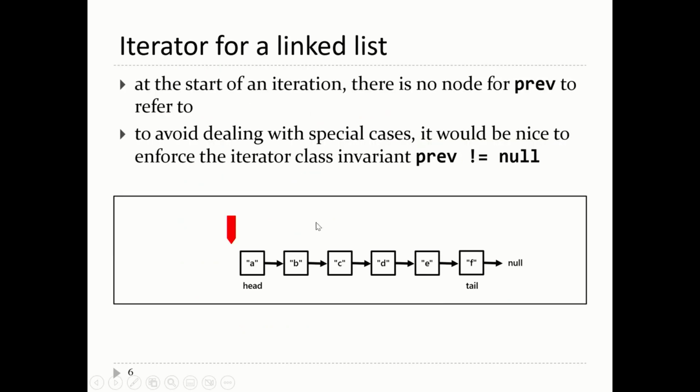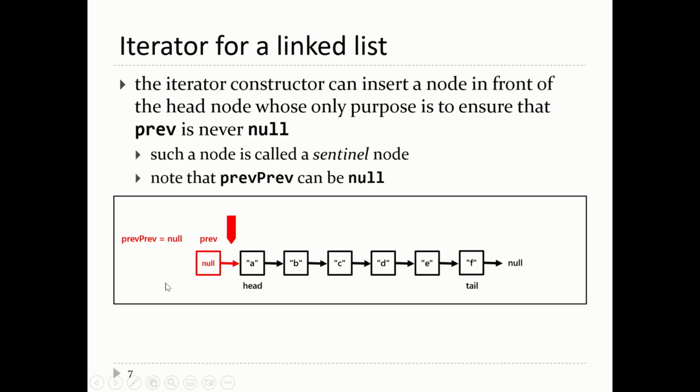Okay, so at the start of the iteration, there is no previous node. The iterator is at the start of the list, and there's nothing in front of it. Now, I want to avoid the case where I'm always checking whether the previous node is null or not null. So it would be nice if I could arrange things so that previous always, in fact, points at a node. So I can play a trick.